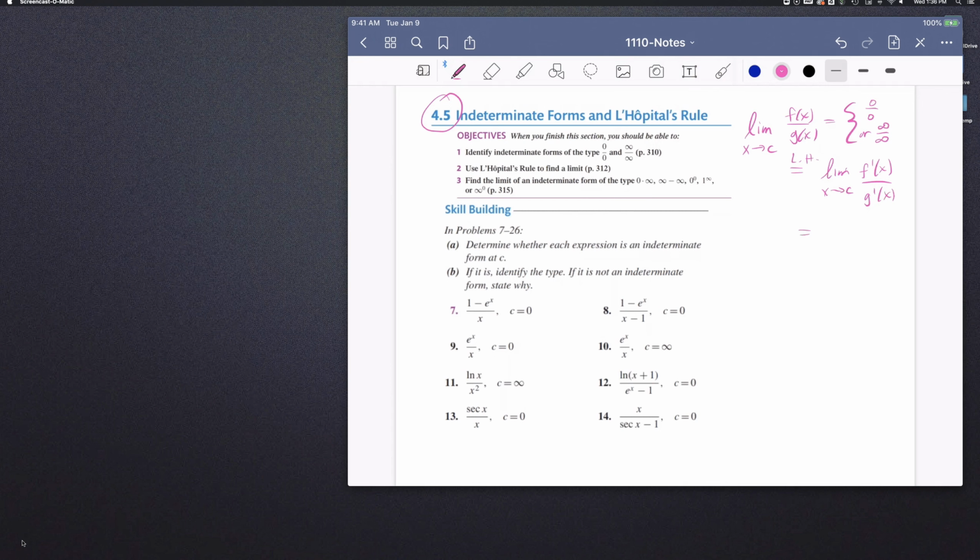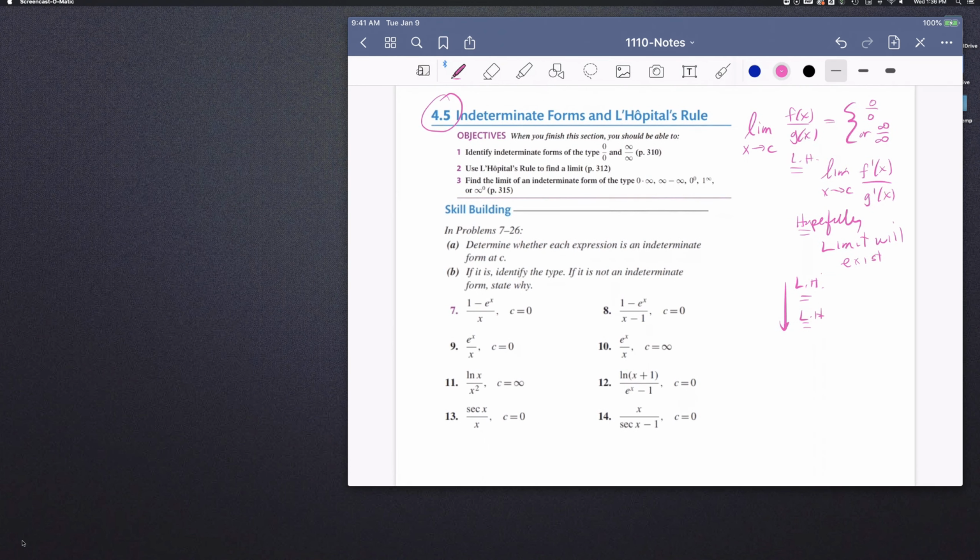And then hopefully this new limit will exist. If this limit doesn't exist and you get another indeterminate form, you can keep trying L'Hopital's rule until you get a limit that is doable. Okay?